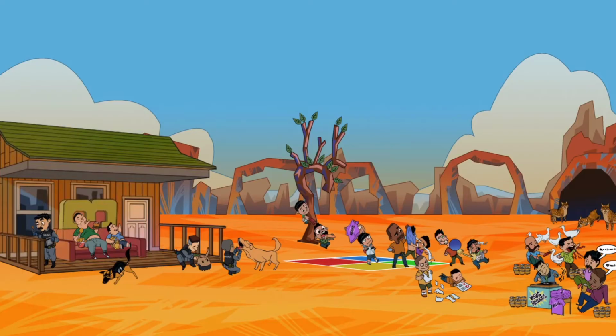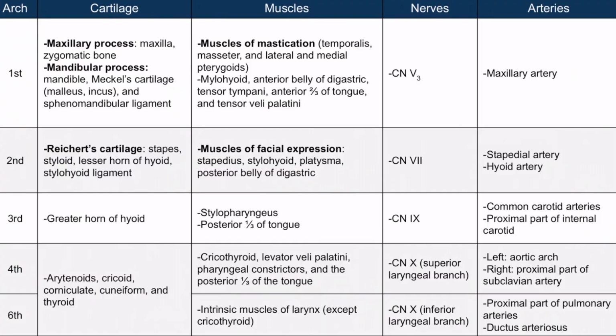From the image, recall that the forensics guy right here is here to help you remember the stylopharyngeus muscle. The K9 dog right here should make you think of cranial nerve 9, and the 3 on the couch right here should make you think of the 3rd pharyngeal arch. From the overview table, we can see the same information. The 3rd pharyngeal arch gives rise to the stylopharyngeus muscle and is also associated with cranial nerve 9.